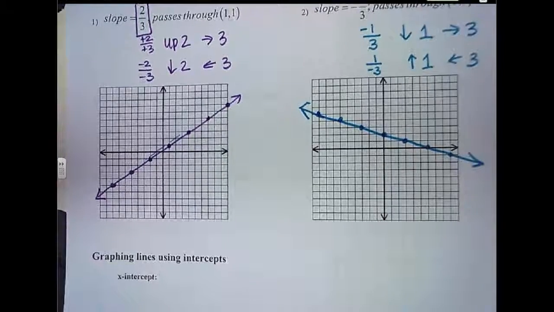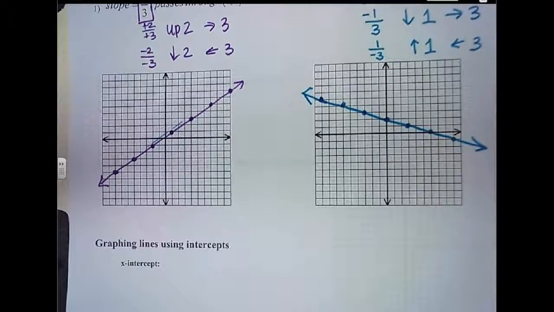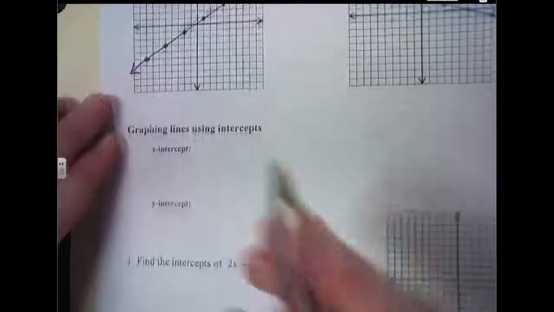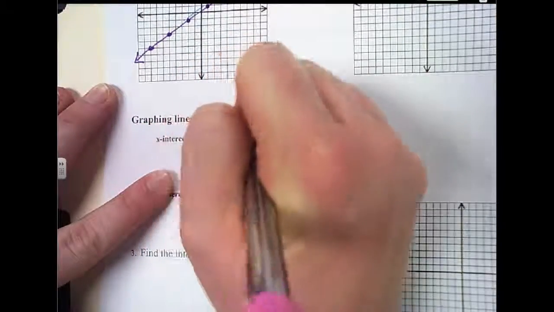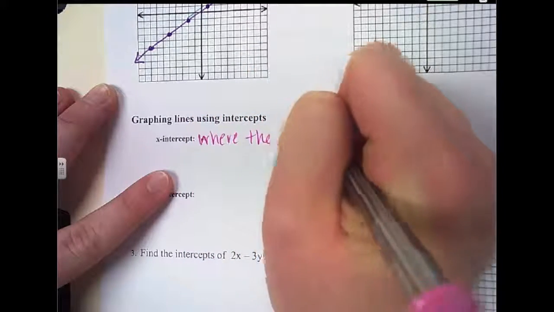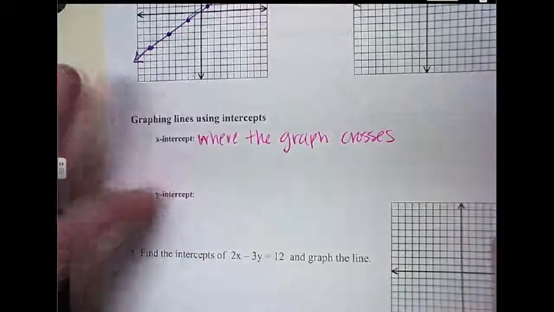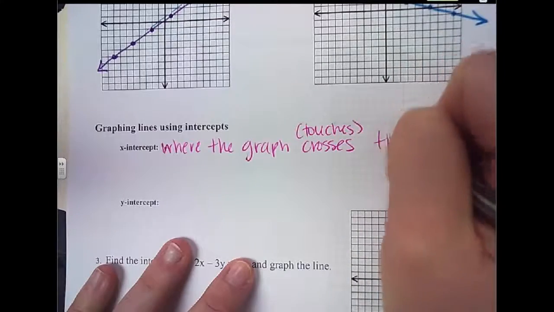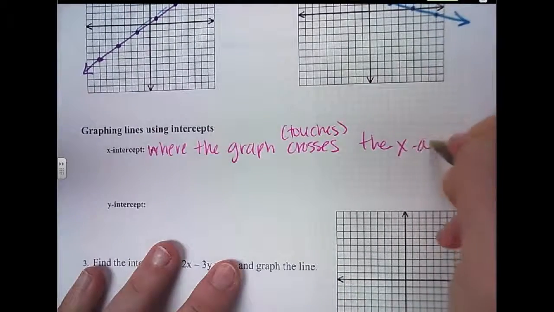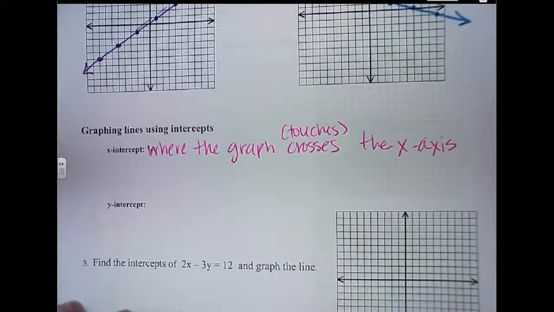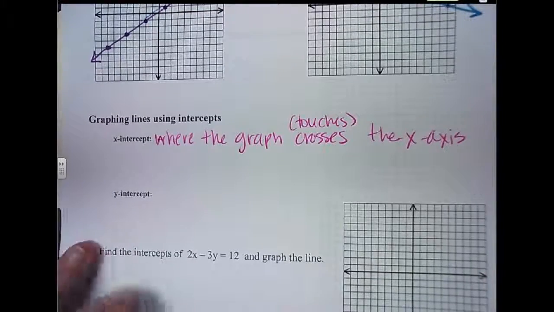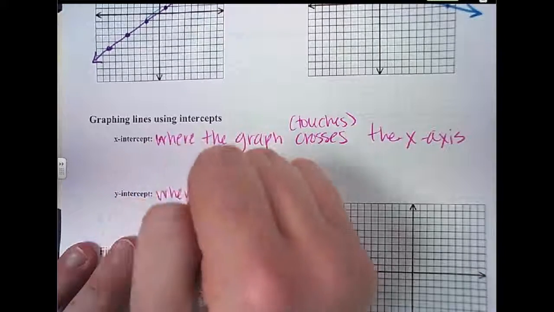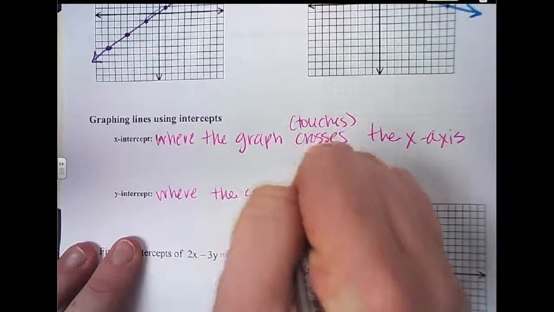All right, graphing lines using intercepts. Does anyone know what an intercept is, like an x-intercept? Where it meets what? The x, right? So an x-intercept is where the graph crosses or touches, whatever you want to say there, the x-axis. X-intercept, x-axis. Y-intercept, y-axis. So where the graph crosses the y-axis.